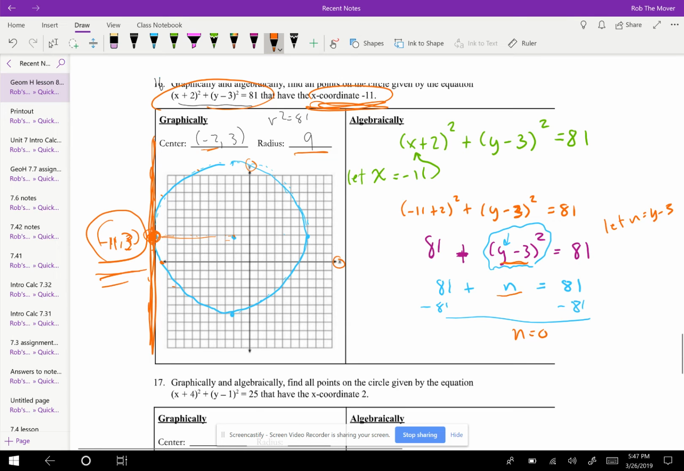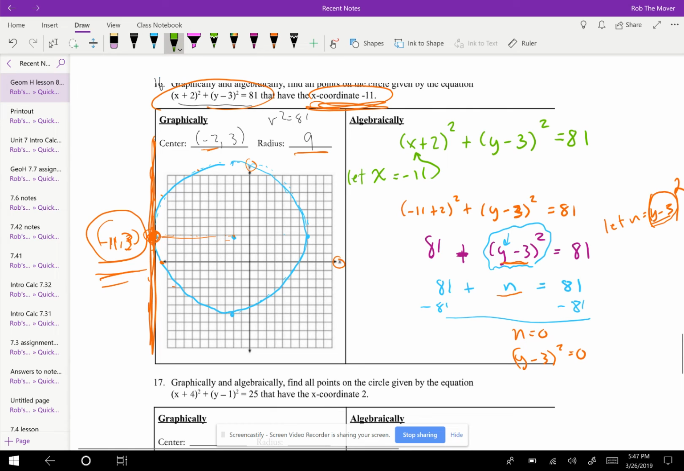Now n doesn't help us, right? We're trying to find the y value. But n is y minus 3 squared, my fault. N is y minus 3 squared. So I'm going to substitute back in y minus 3 squared equals 0.